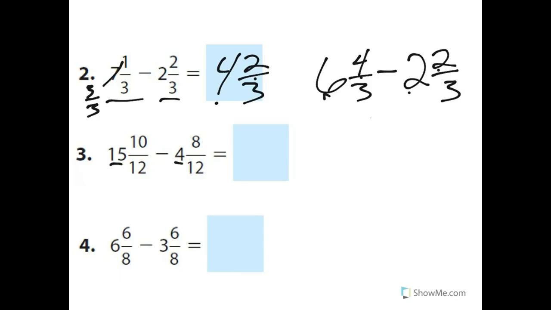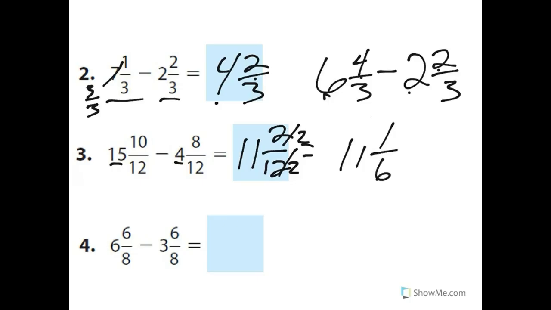So 15 minus 4 is 11. 10 minus 8 is 2. So 2/12. But I can divide them both by 2. So 11 and 1/6. All right.